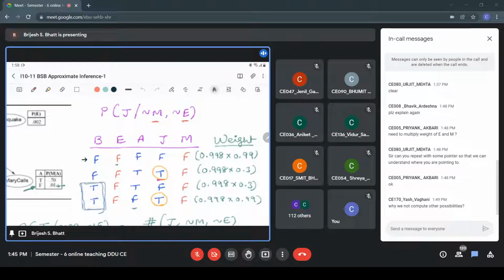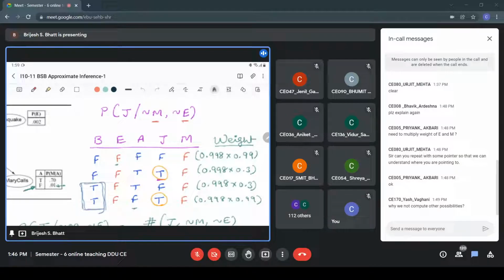So let's say we are calculating this first sample, and the inference question is probability of J given not M and not E. So what we have done is we have kept M is equal to false and E is equal to false throughout our sampling process. Or in other words, we do not sample E and M because we know that it has to be false. Only then we will get the sample that we are looking for. So keep E and M false and sample only the remaining variables B, A and J.